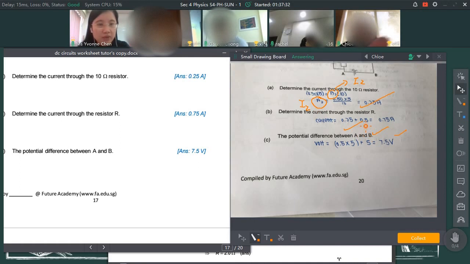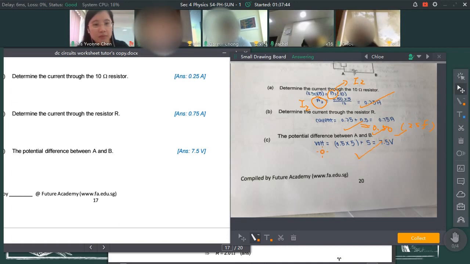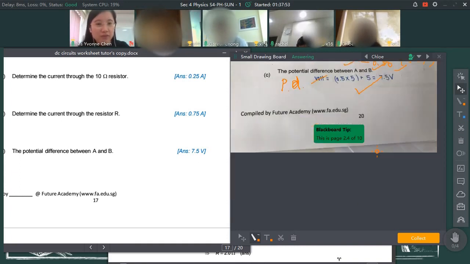And another thing, Chloe, look at the board. Do you notice you use 0.5? Can you use 0.50 to make sure it is 2 SF? Okay? Then here you can just say potential difference or PD like that. Okay, good. You can upload the other photo. Well done.